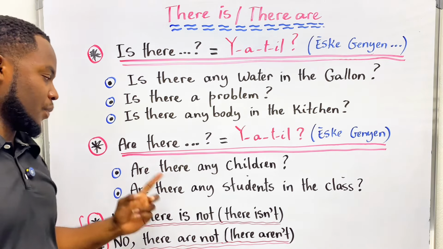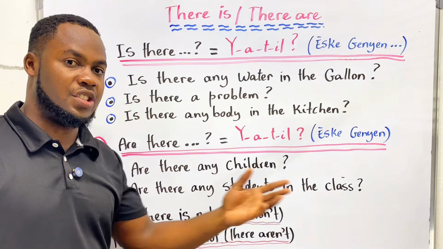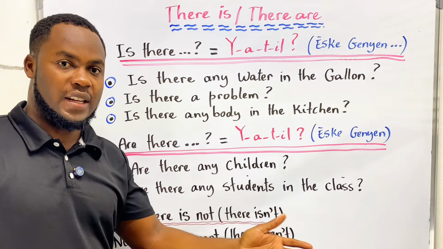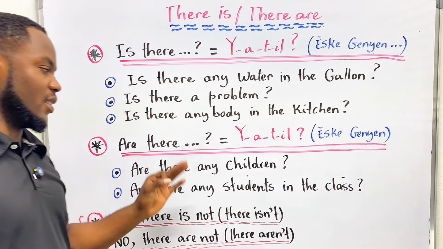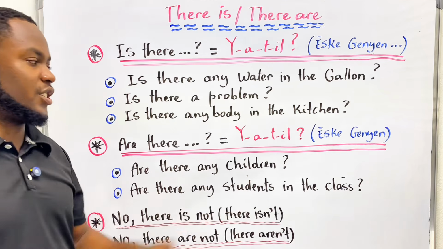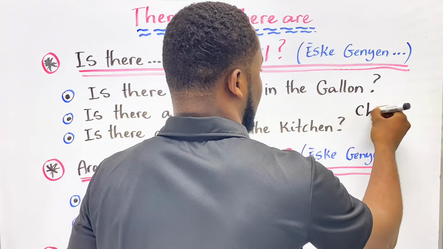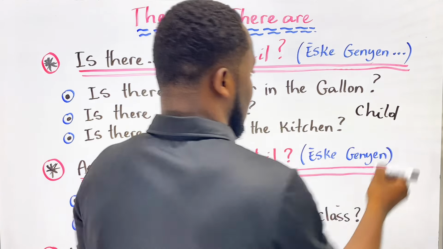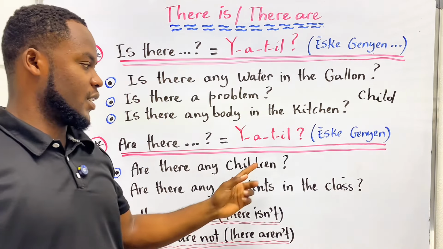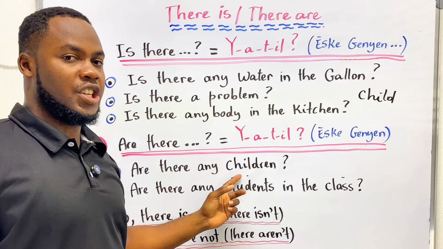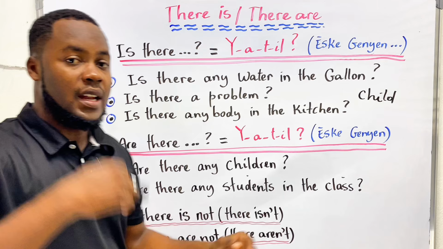Repeat after me. Are there any children? Children. Are there any children? Children is the plural of child. Okay? A child, children. Child, children. Cool. Let's carry on.